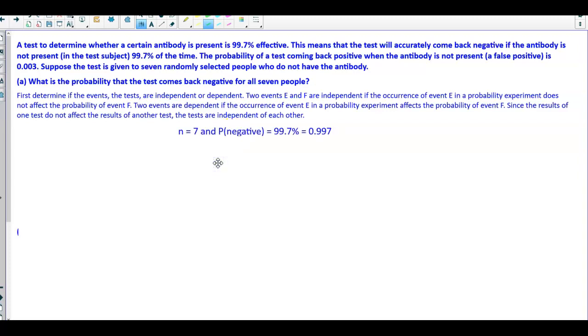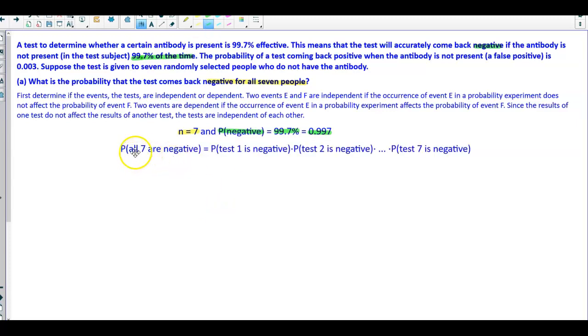So now we know that we want to know if it comes back negative for all 7 people. And we know that it's negative 99.7% of the time when the antibody is not present. So the probability of it being negative is 99.7%, converted to a decimal is 0.997. Now we're looking for the probability that all 7 are negative, which means the probability test 1 is negative times the probability test 2 is negative, all the way to the probability test 7 is negative.